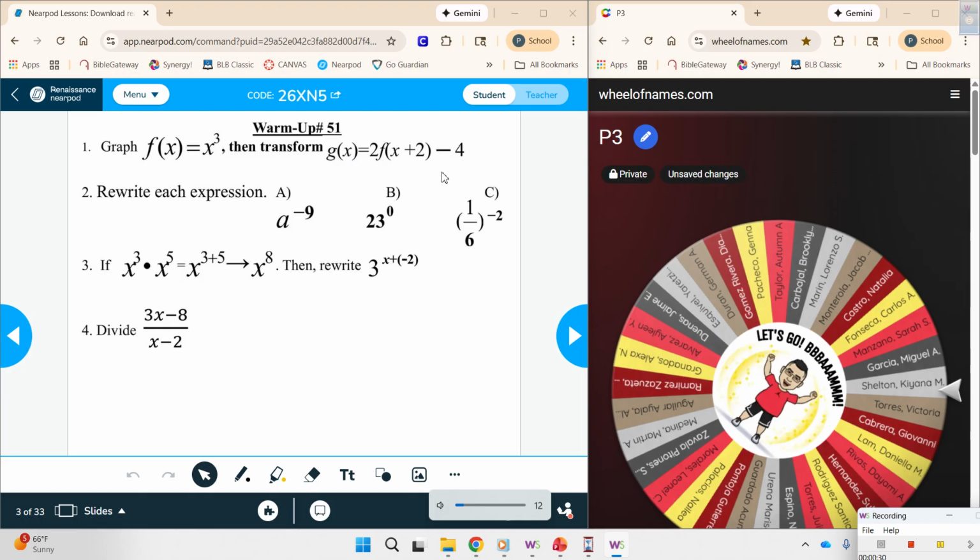So that cubic should have been moved what? 2 steps to the left and 4 down, and also each point multiplied by 2. Is that correct? All right. Let's go to number 2.